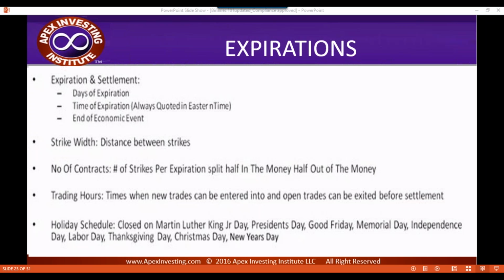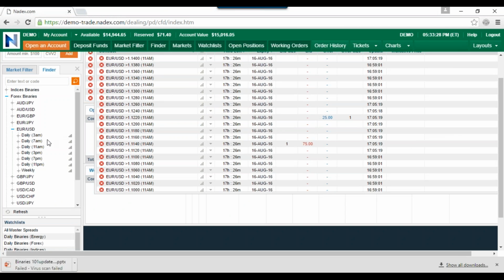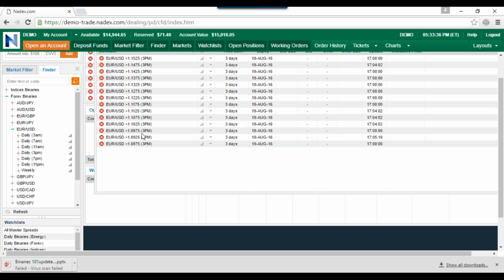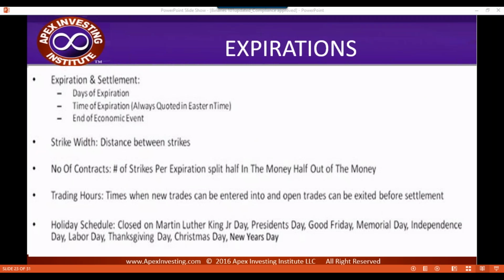Okay. And they all have different strike widths. What do I mean by that? Let me show you a quick example here. See these dailies, 1140, 1160, those are 20 ticks apart, right? The weeklies, 975, 20, these are 50 apart, right? On the 5-minute binaries, they're only 3 ticks apart. On the hourly, they're 5 ticks apart. You've got all kind of different strikes to choose from, depending on what your strategy or system is.